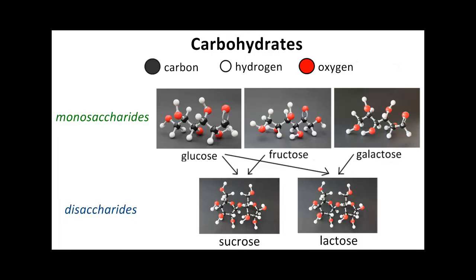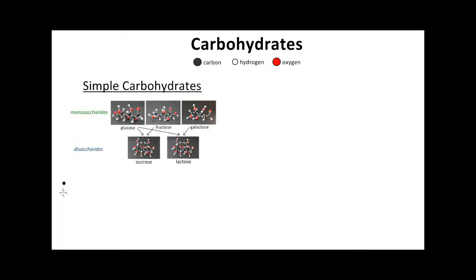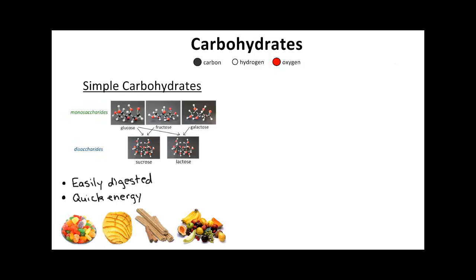Monosaccharides and disaccharides are both considered simple sugars or simple carbohydrates. Simple carbs are easily digested and provide quick energy, which does not last very long. They taste sweet and are found in candies, pastries, and fruits, just to name a few.